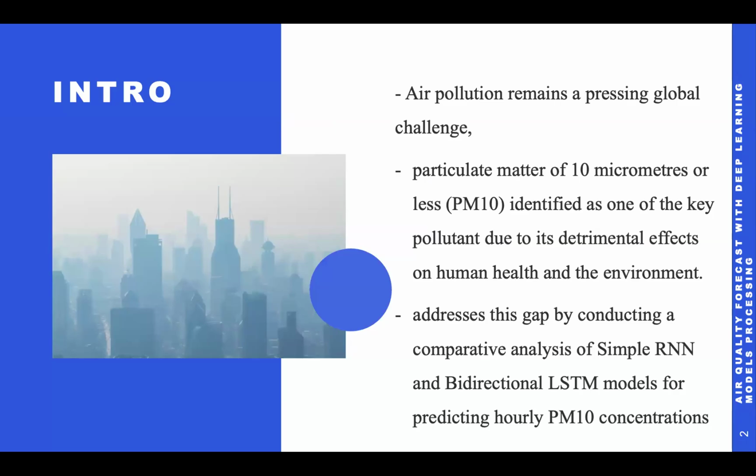PM10, which is particulate matter that is less than 10 micrometers in size, is one of the most dangerous pollutants. It penetrates deep into the lungs and is linked to heart disease, respiratory issues, and premature death. While PM2.5, which is particulate matter less than 2.5 micrometers, forecasting is well studied, direct RNN and LSTM comparisons for PM10 particulates are rare. And this is where our work fills a gap. We built and compared two models, a bidirectional simple RNN and a bidirectional LSTM model, using real hourly data from Veles, a city in North Macedonia.